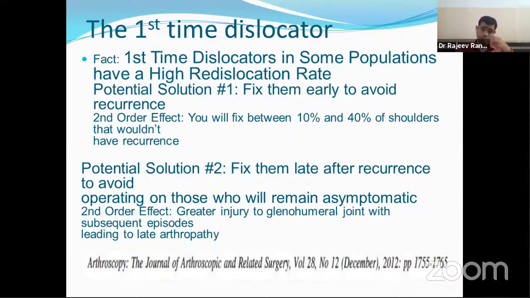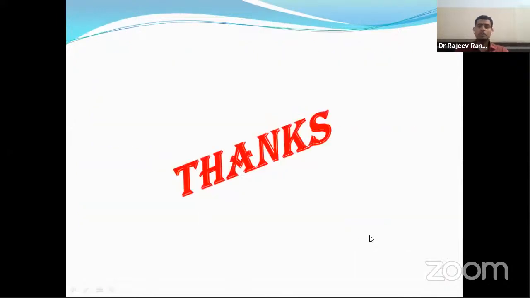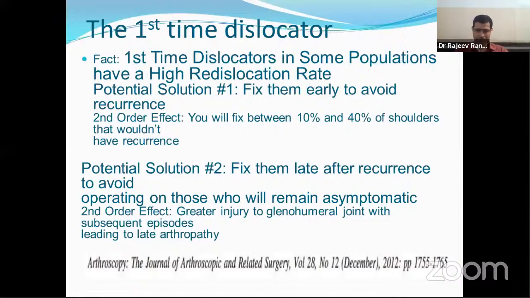If we operate on first-time dislocators, then it prevents early recurrence, but the effect is we may fix 10 to 40% of shoulders which would not have recurred. The other part is, if we fix them late after recurrence to avoid operating on such patients, then that chronicity may lead to further injury like the SLAP lesion or other lesions. This was published in the Arthroscopy journal. So this is a matter of debate that I have put up for discussion.